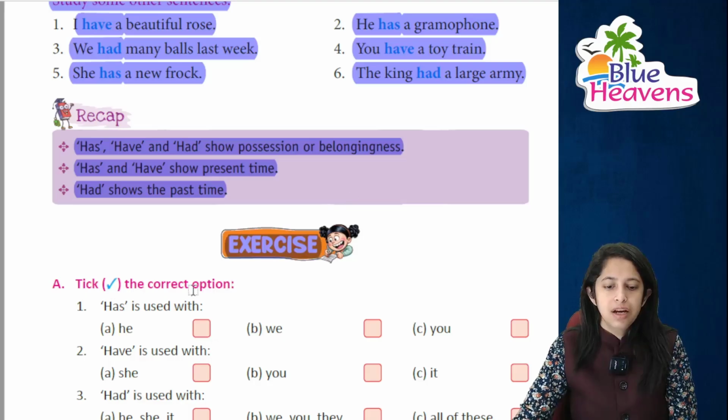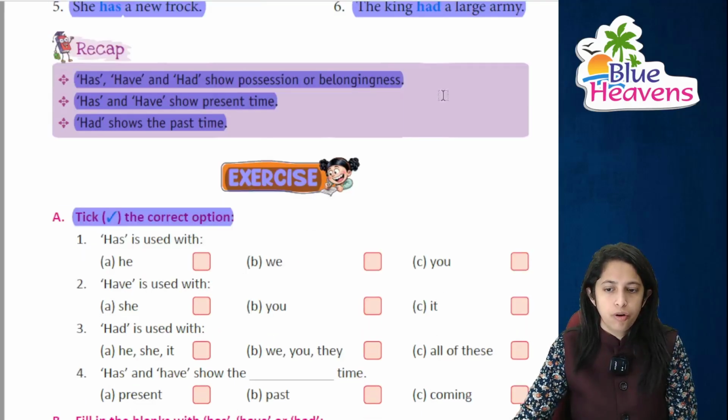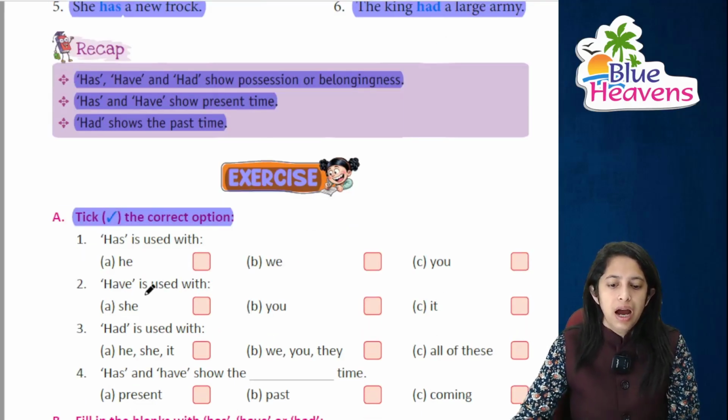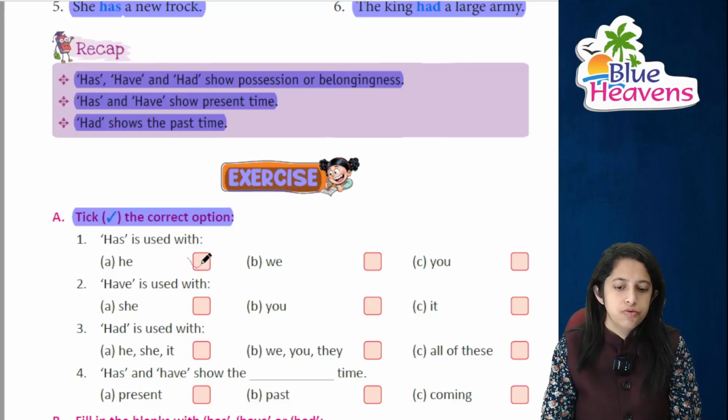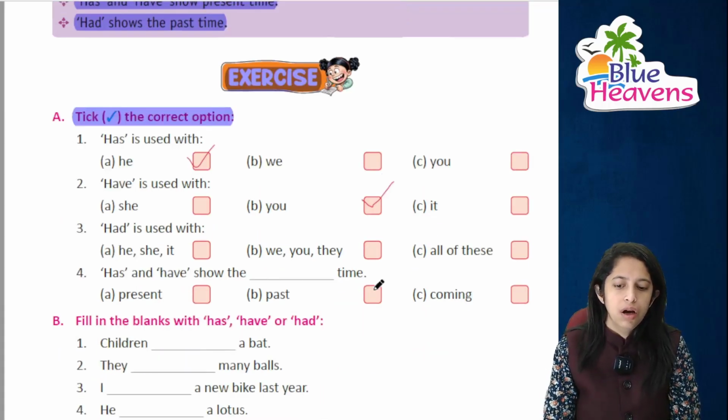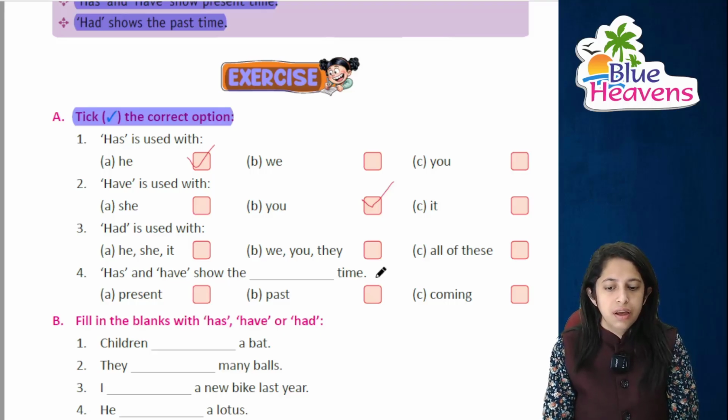Moving on to the exercise. First we'll be completing the correct options, right? So has is used with what? Has is used with he, right? Have is used for you, right? Had कैसे use होगा? Had basically सबके साथ he, she, it, they, had इन सबके साथ use हो सकता है, right? And has and have, they show the present time.